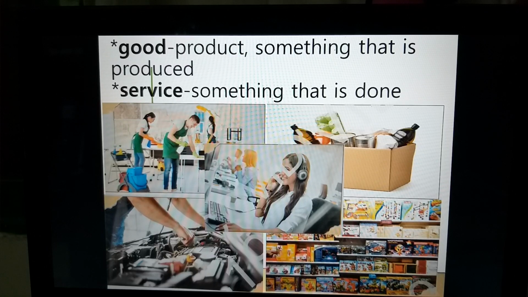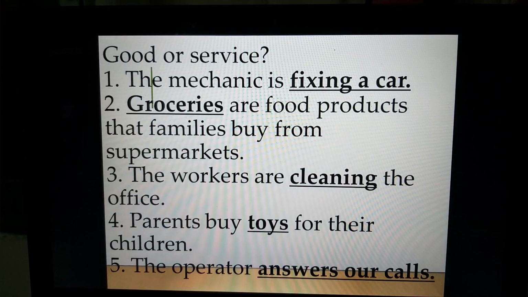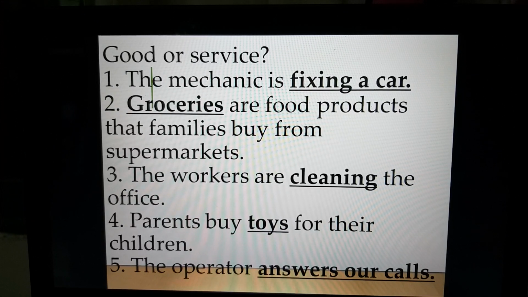Okay, now let's discuss about goods and services. What is good and service? Okay, good is a product or something that is produced. Service is something that is done. Okay, tell me if the sentence is describing a good or service. Okay, number one, the mechanic is fixing a car. What is fixing a car? Is it good or service? Yes, it is a service.